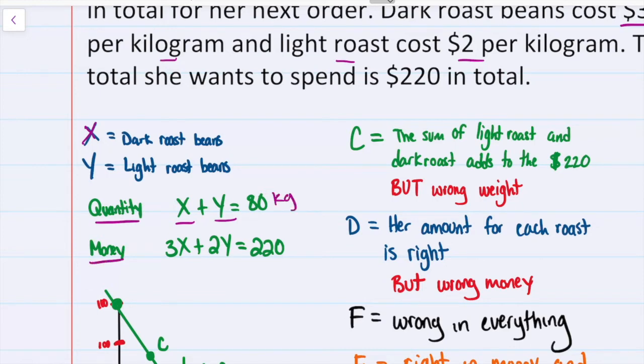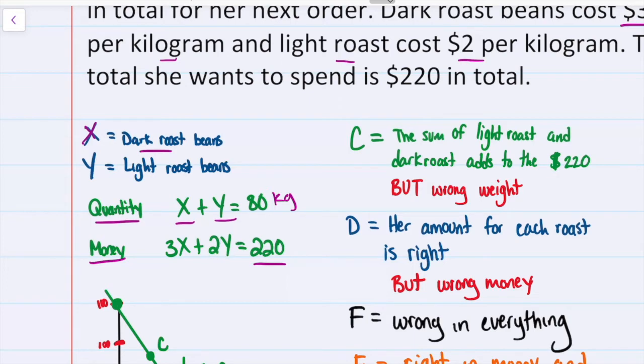Now look at the bottom one. This one's all about the money. It has to be equal to $220. And we know that X is the dark roast. So however many you buy, you multiply it by 3 because it's $3 per kilogram. For the light roast, however many you buy, it's $2 for every kilogram. And I know it has to give me 220 because that's my total.